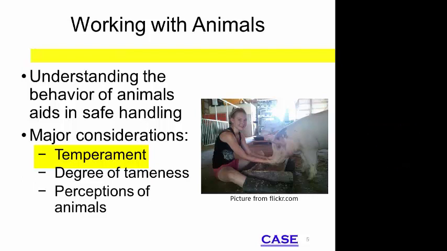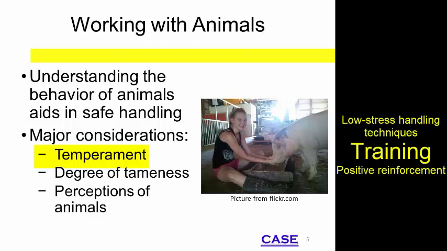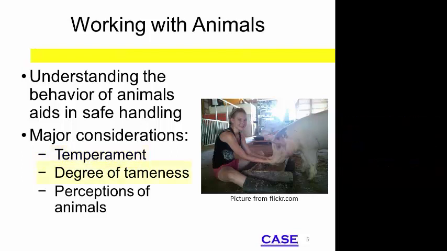The level of fear may be lessened through good management practice, such as low-stress handling techniques, training of animals, and positive reinforcement. The tameness of an animal also affects the handling strategies. Very tame animals can be challenging to work with because they may seek human affection. On the other hand, wild animals are challenging to handle because they seek to be as far away from humans as possible.